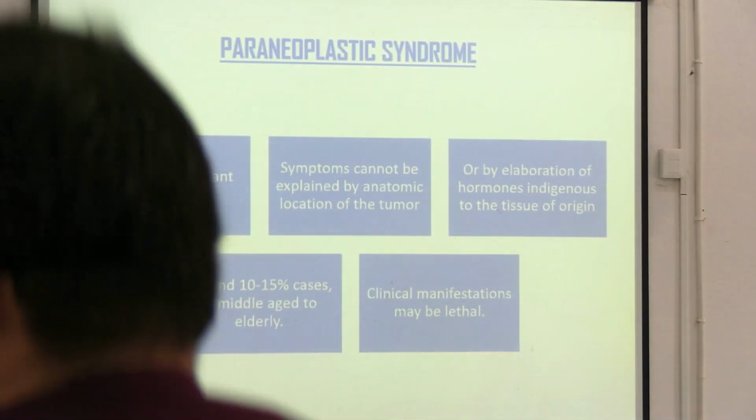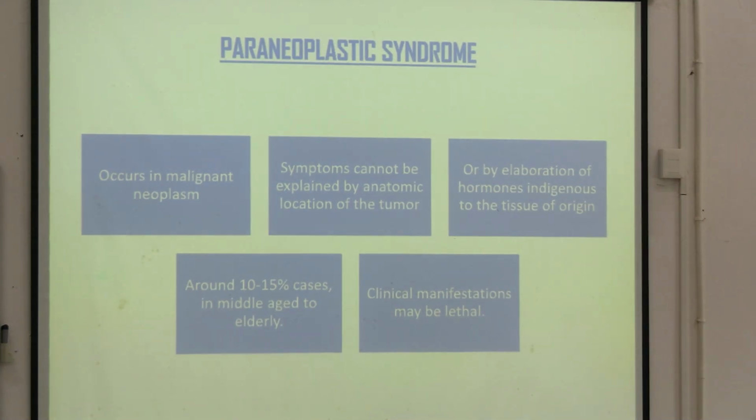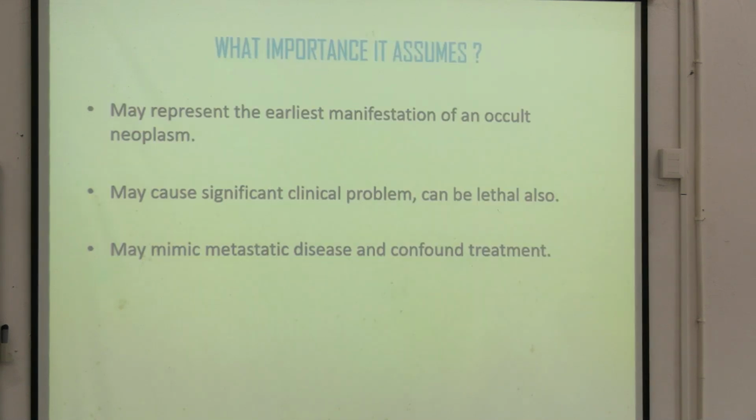So it occurs only in malignant neoplasm, and symptoms cannot be explained by the anatomic location of the tumor or by elaboration of the hormone indigenous to the tissue of origin. It occurs in around 10 to 15% of the cases, affecting predominantly middle-aged persons, and sometimes the clinical manifestations may be lethal. If questions are asked, just put them point-wise, 1, 2, 3, 4, 5. If you can remember these points, that is more than enough.